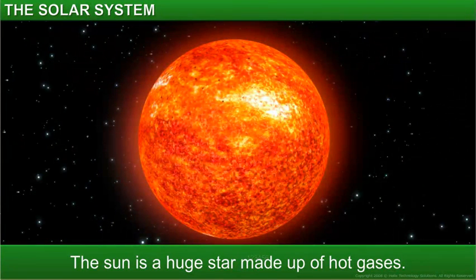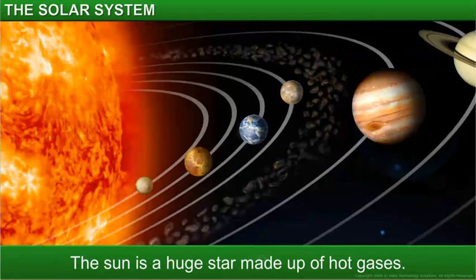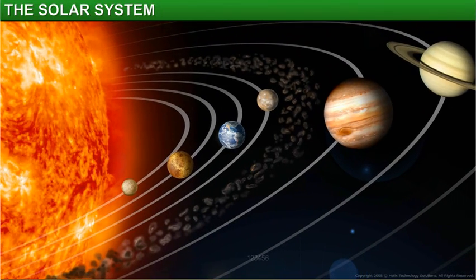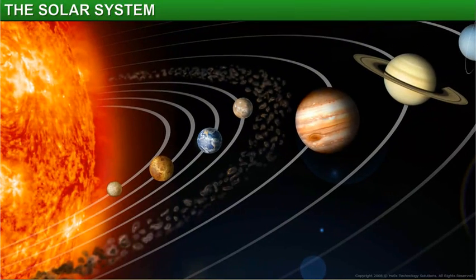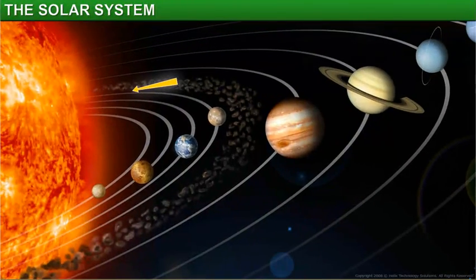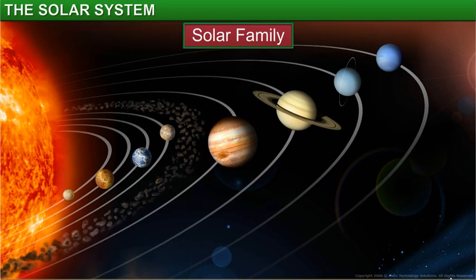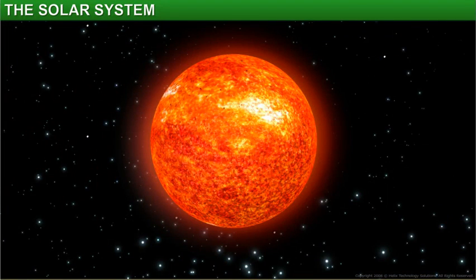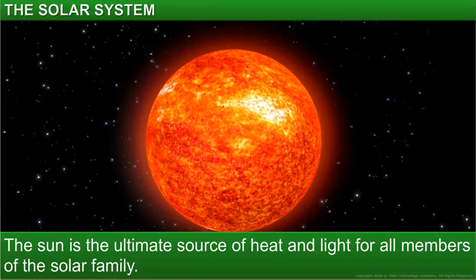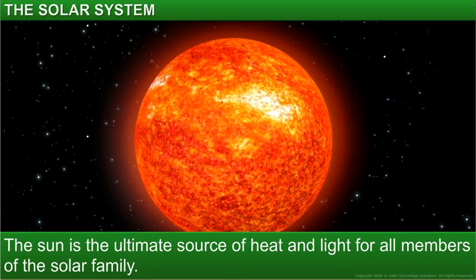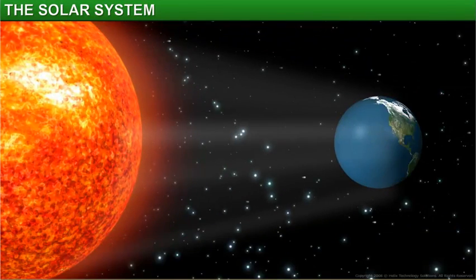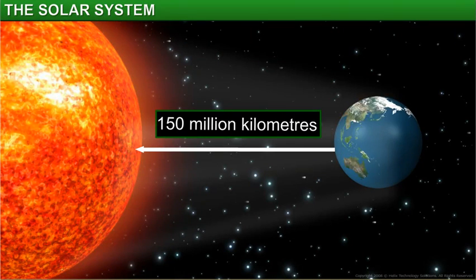We know that the sun is a huge star made up of hot gases. The sun exerts a force on all the other celestial bodies that move around it. This force holds the solar system together. The solar system is often called the solar family, where the sun is the head of the family. The sun is the ultimate source of heat and light for all members of the solar family, including our planet Earth. The sun is the star nearest to the Earth. Despite this, we do not feel its tremendous heat as it is 150 million kilometers away.